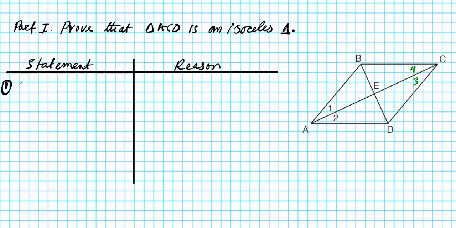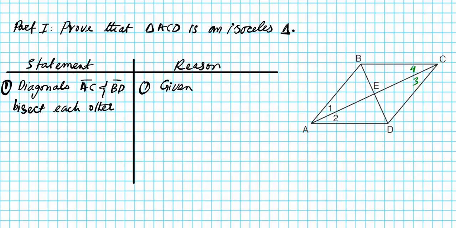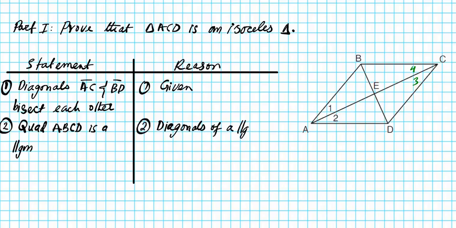All right, so let's start with the first statement. Diagonals AC and BD bisect each other. That's a given. All right. So what can we deduce from this situation right here? Since diagonals bisect each other, these diagonals are basically diagonals of a parallelogram. Okay. So we can deduce the fact that quadrilateral ABCD is a parallelogram, okay? And the reason is because diagonals of a parallelogram bisect each other, okay? Diagonals of a parallelogram bisect each other.